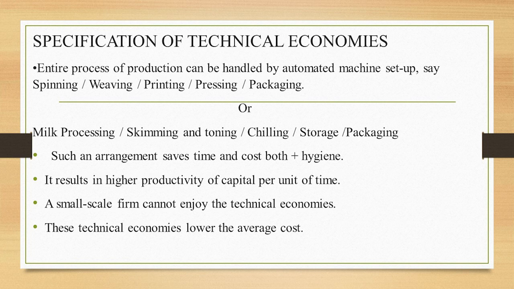Similarly, in case of a milk unit, you can take different functions like milk processing, skimming, toning, chilling, storage, packaging. All these functions can be taken care of by automatic machines. It is not possible otherwise in the case of a lower level of production. So such an arrangement does what? It saves time and it saves cost.